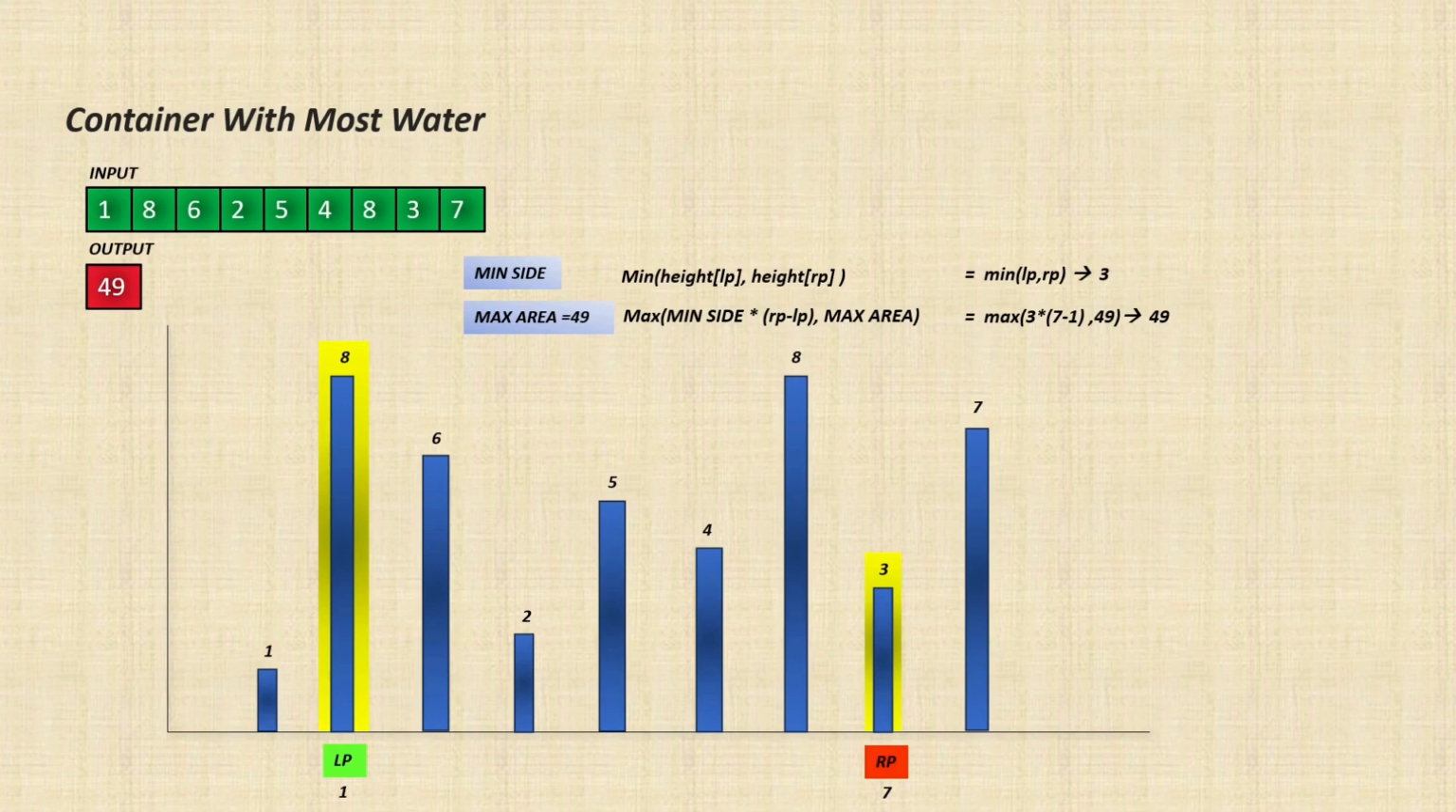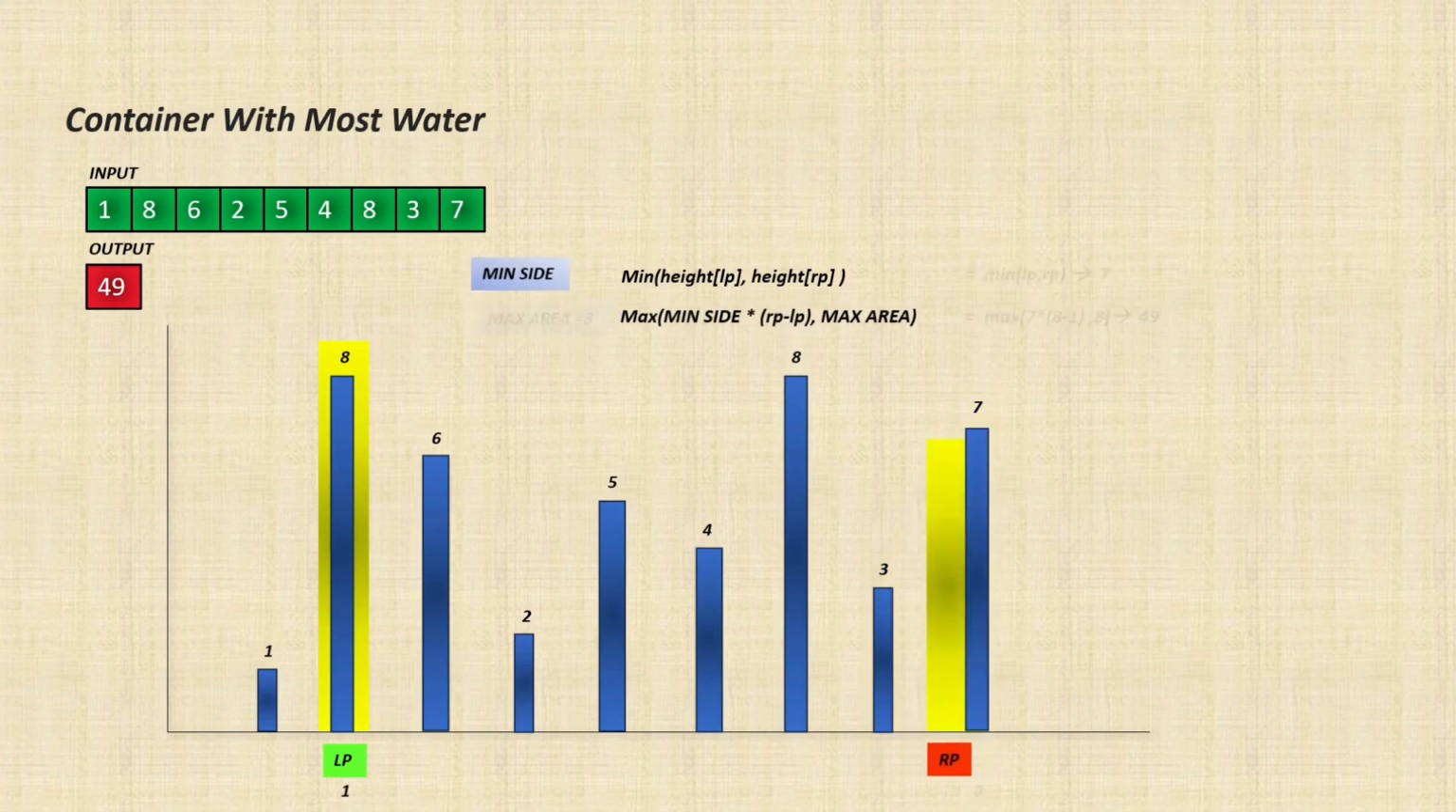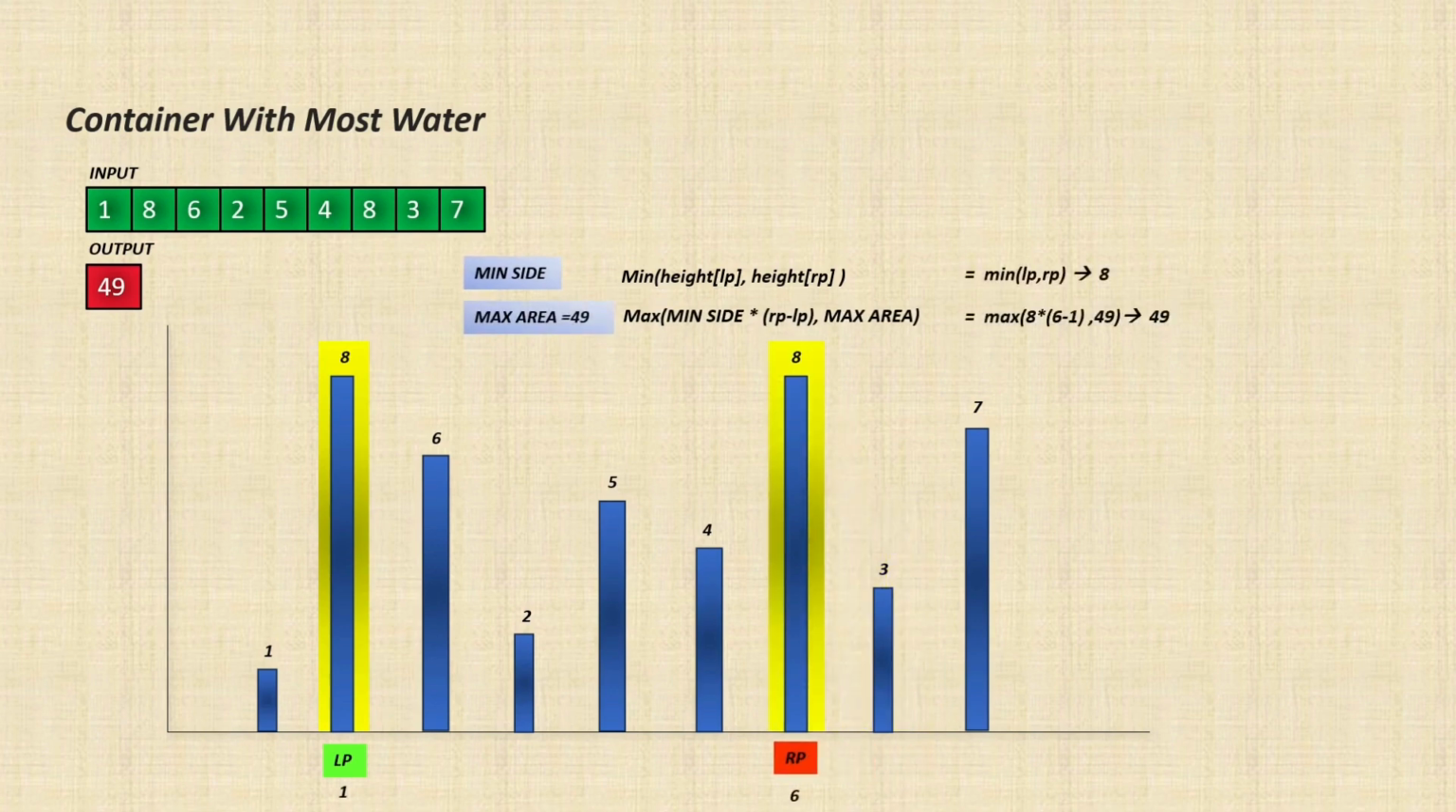So the maximum area value will remain the same. And now the right pointer value is less than the left pointer, so the right pointer will move further. This process will continue until there is a new maximum area value greater than the current maximum area value. And once the left pointer reaches the right pointer, that means the iteration has been completed and we will be left with the maximum area. So the maximum area here is 49, which is between the 8 and 7. So that will be returned.